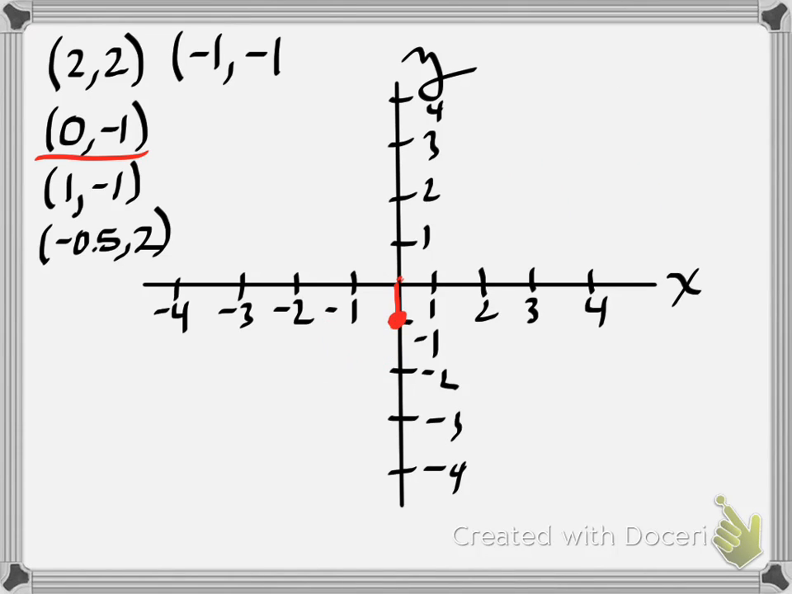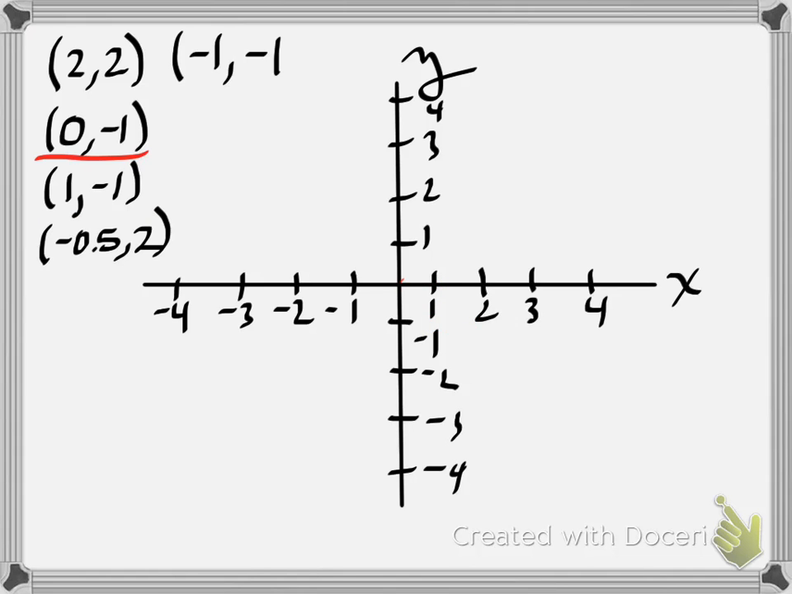So moving on to the next one. We are now at 1, -1. We go over +1, down -1. There we are. So we have 1, -1. We are in quadrant 4. All we're doing here is graphing points, guys.